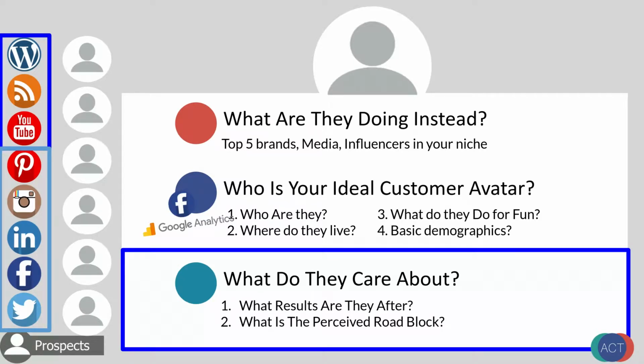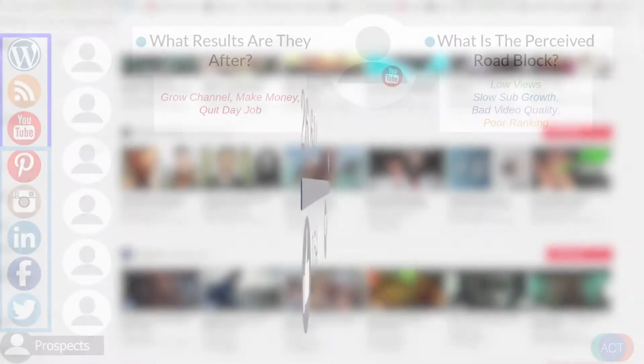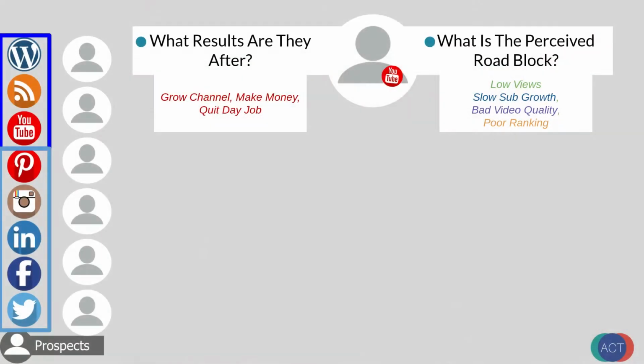And what is the perceived roadblock. So for example purposes here, let's say we're putting together some content around a YouTube channel growth program. And so we want to create content that's going to attract people who want to learn how to grow a YouTube channel. Well, what results are they after? Of course, they want to grow their channel. They probably want to make more money than they are now. And maybe they're working part-time and they'd like YouTube to be full-time.